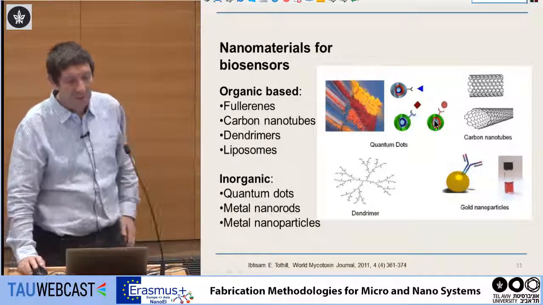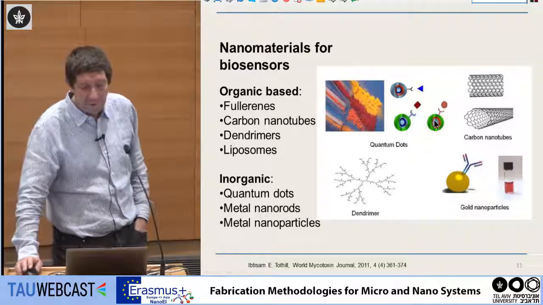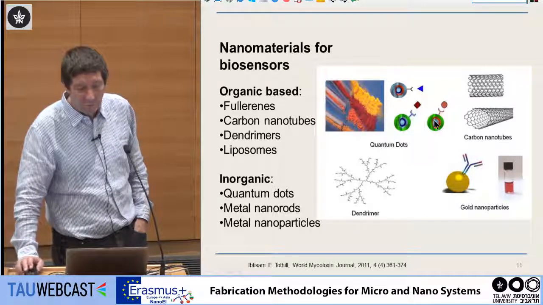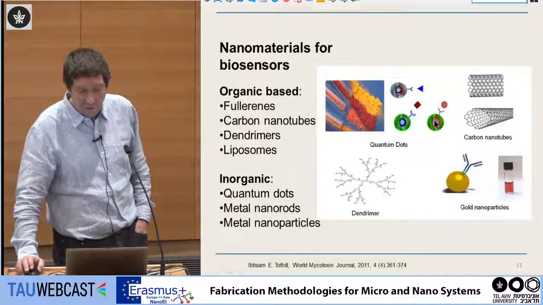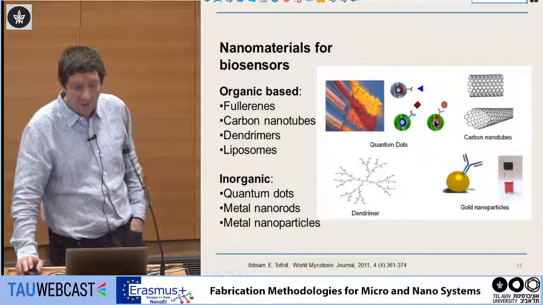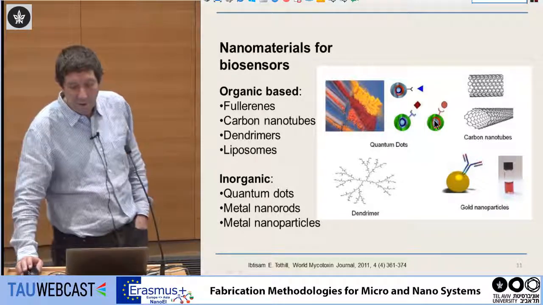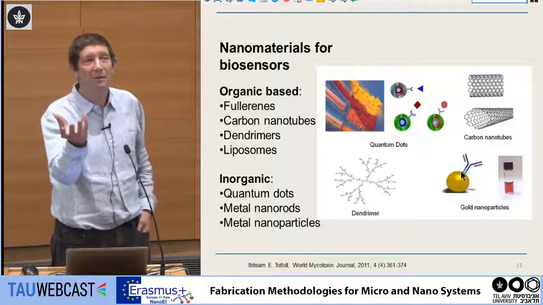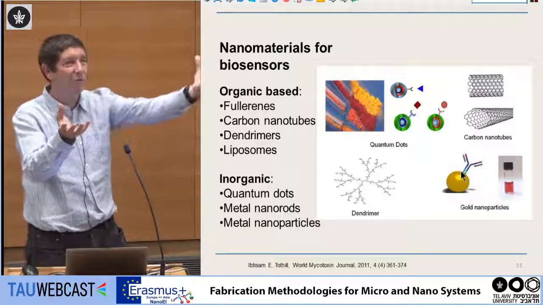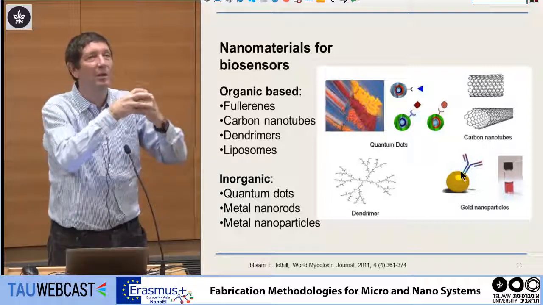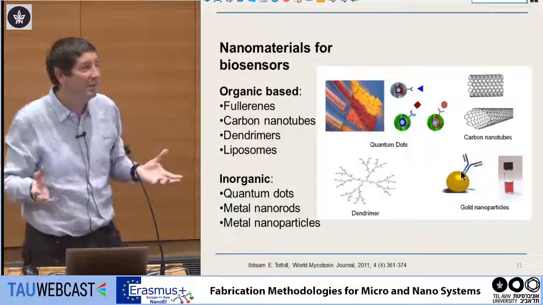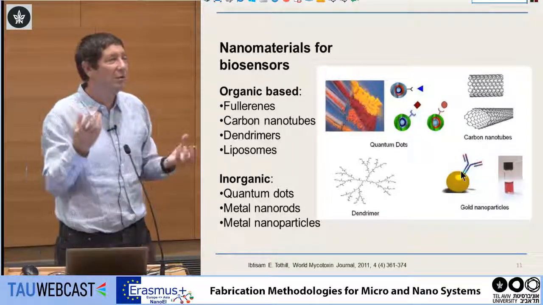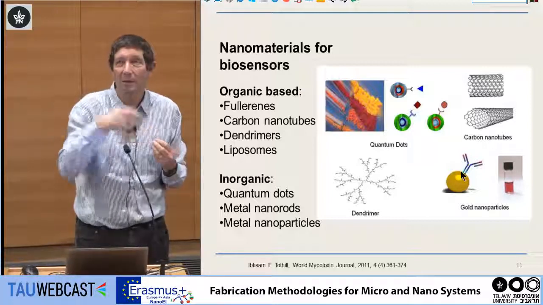Now, there are many nanomaterials for biosensors. There are fullerenes, carbon nanotubes, dendrimers, liposomes, quantum dots, and metal nanorods. And this is a dendrimer, this kind of structure. You can take, for example, this is a gold nanoparticle that you link to it an antibody. So this gold nanoparticle, which is a metal, now it has activity like an antibody. So if there is the antigen next to it, it will bind and you can detect the antigen. So you can use it, for example, to detect diseases. If you want to detect a certain microbe or a certain virus, you can use the antibody to detect it, and then you have to detect the gold.